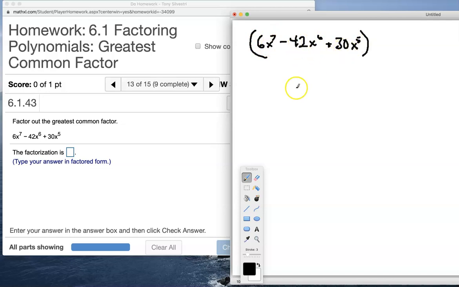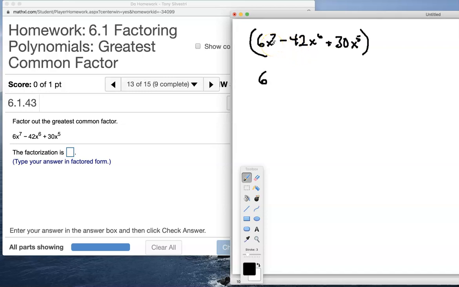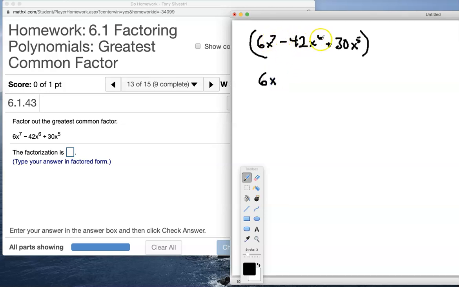6, 42, and 30. I think the best you can do is pull out a 6 for sure. That's the biggest number that goes into those numbers. How about an x? Is x common to all terms? Yeah, x is common. And the smallest exponent of x, among 7, 6, 5, is 5 right there. So that's one factor right over here.